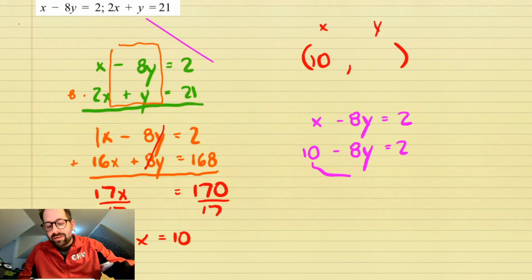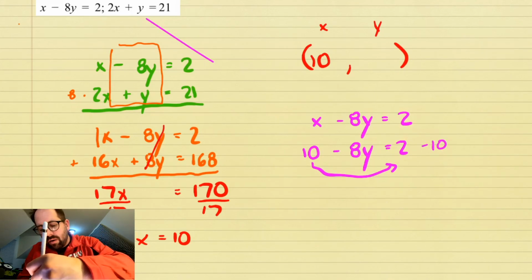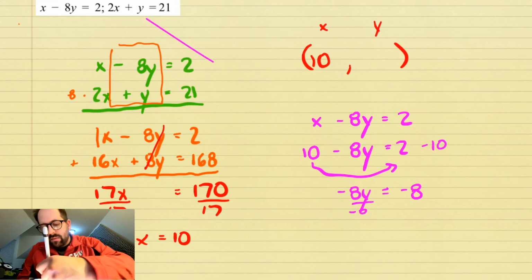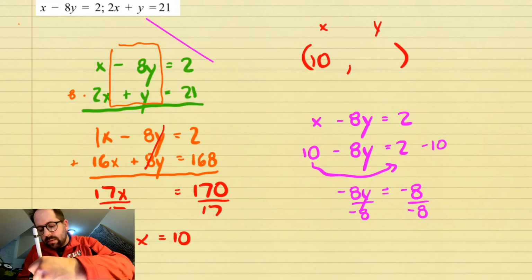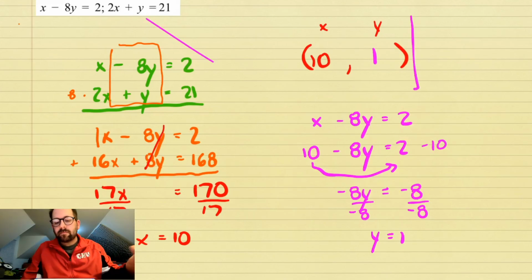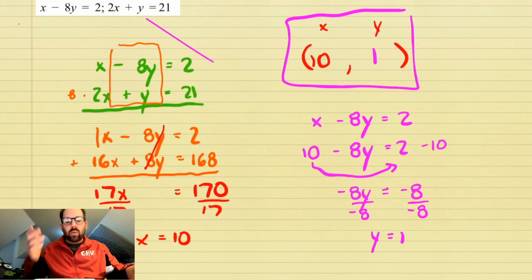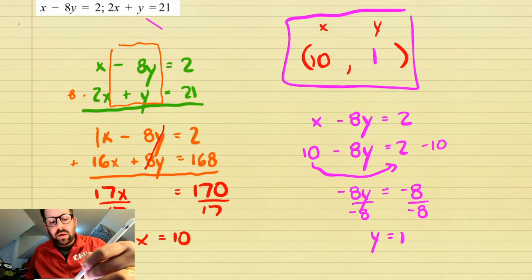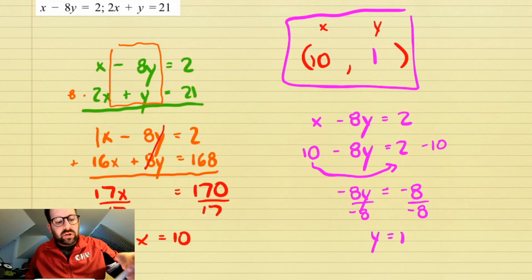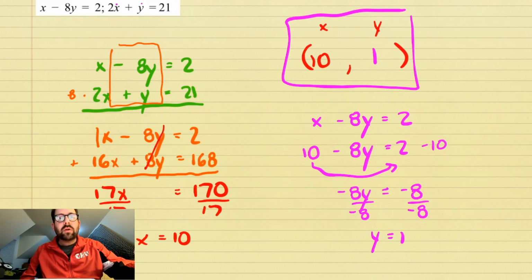This one actually has me solving. I can't just simply do it. So I'm going to subtract the 10 over, so I have negative 8y equals negative 8. That's 2 minus 10, it's negative 8. Divided by negative 8, divided by negative 8. And so my y ends up being a 1, a nice clean 1. And there's the answer I'm looking for. 10 and 1 should be the answers that work. And if I go to the second equation over here, you'll see that yes, it does work. If I plug a 10 and a 1 in, it will make 21 there.